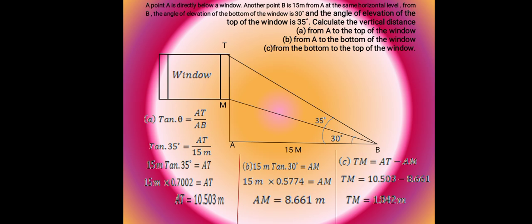Now what about TM? We have gotten the distance AT and AM. So MT, or TM for that matter, is not hard to calculate. We just subtract the two distances, AT and AM. AT was 10.53 meters, AM was 8.661 meters. So subtracting, TM is 1.84 meters.